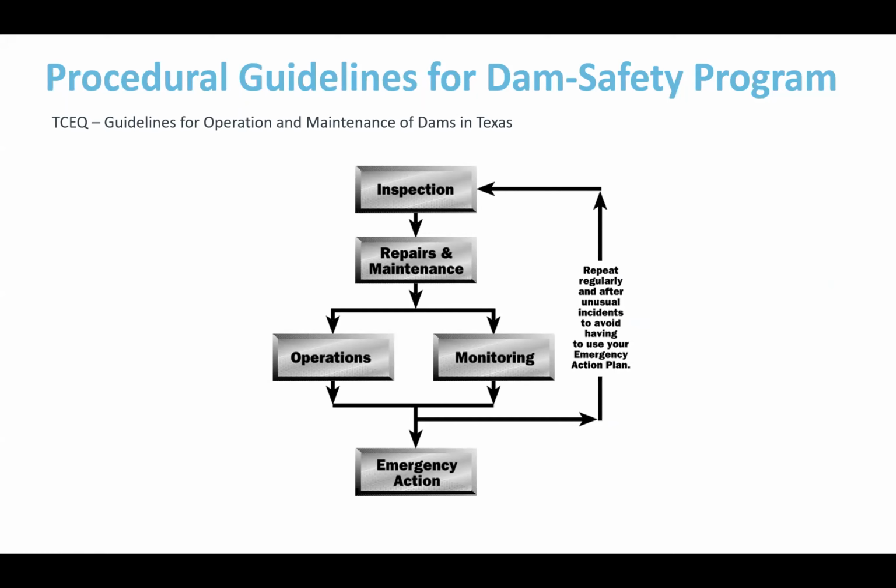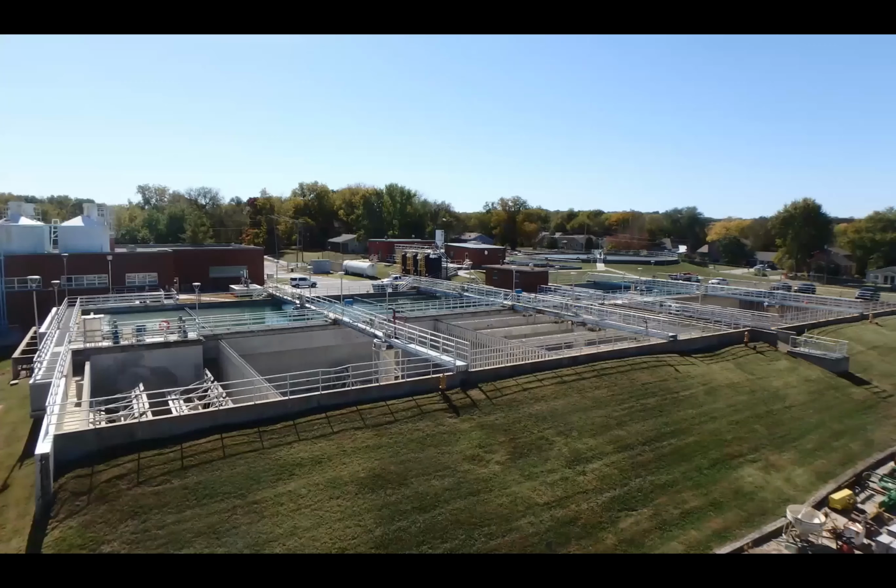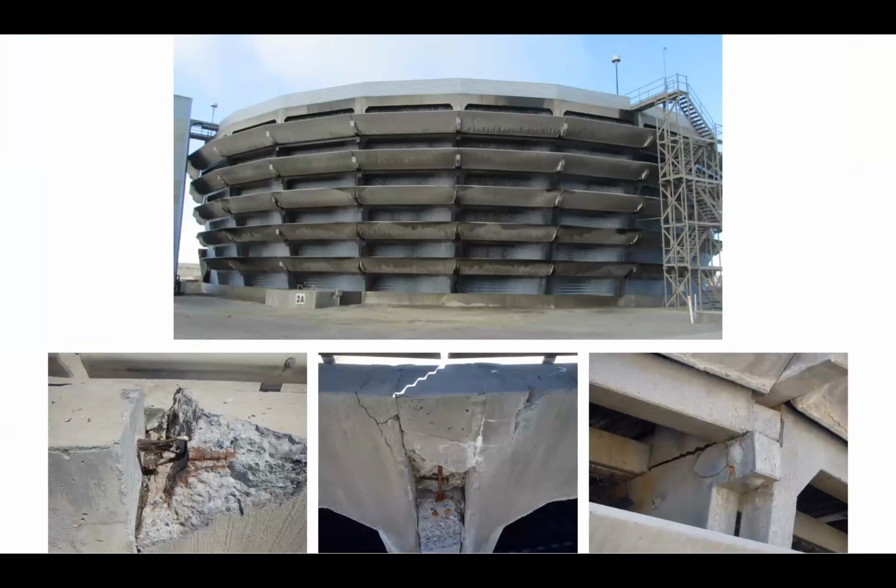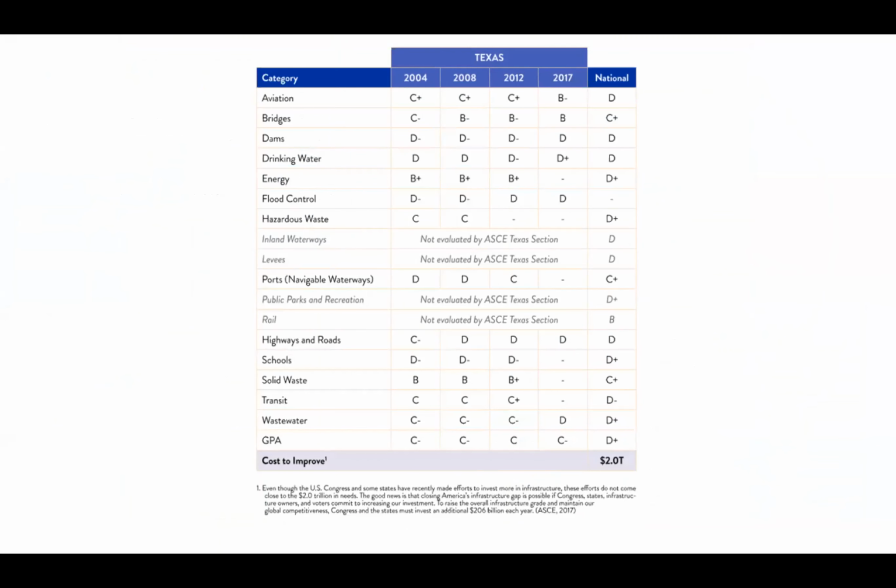Okay, we have a few more. The Texas energy grade was not provided this last report card cycle because it did not change from the grade given in the prior report. I believe it was a B or maybe even a B plus, so it was also not considered a problem area.